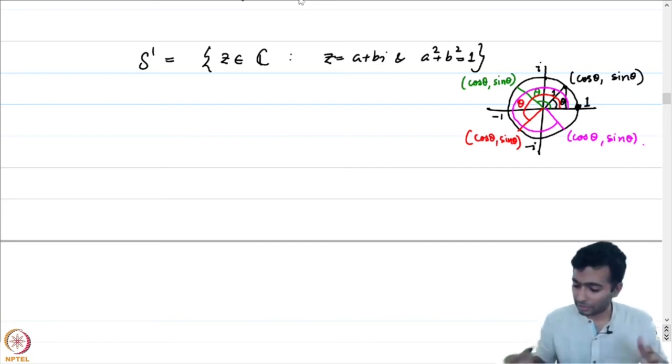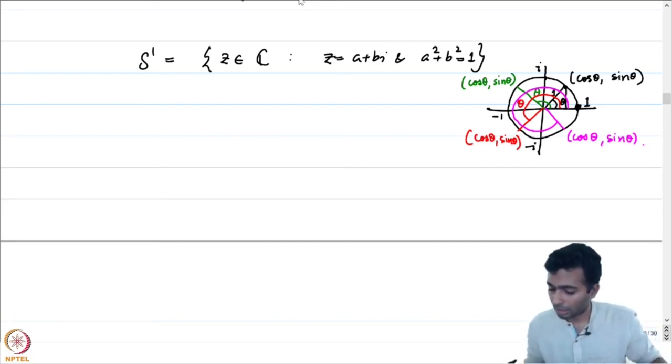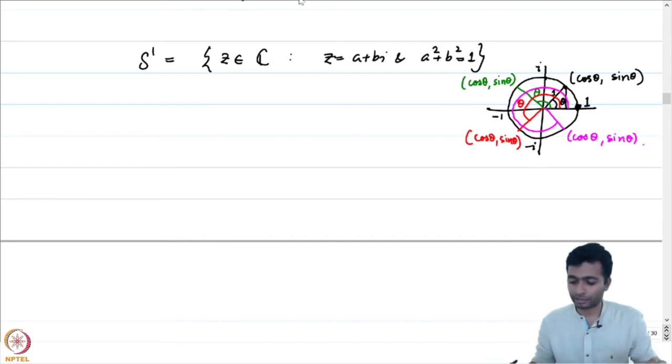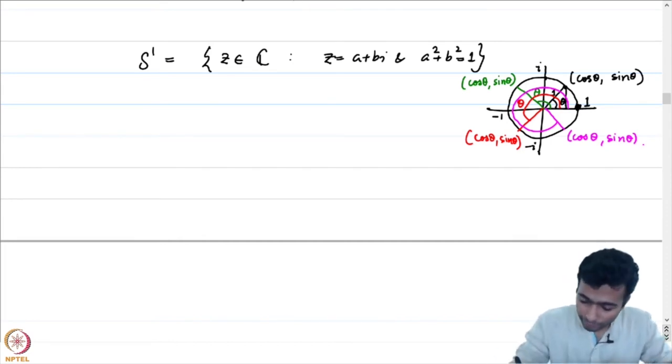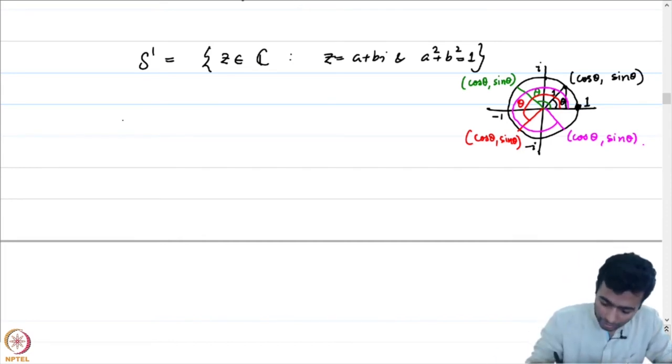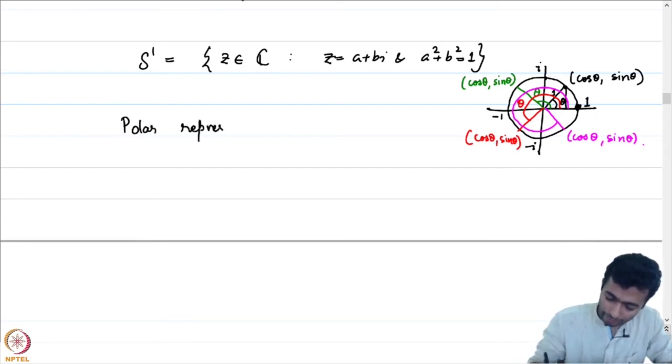Right, so this tempts us to use this representation somehow to describe the isometries. Before we actually get into that, let me talk about polar representation of a complex number.